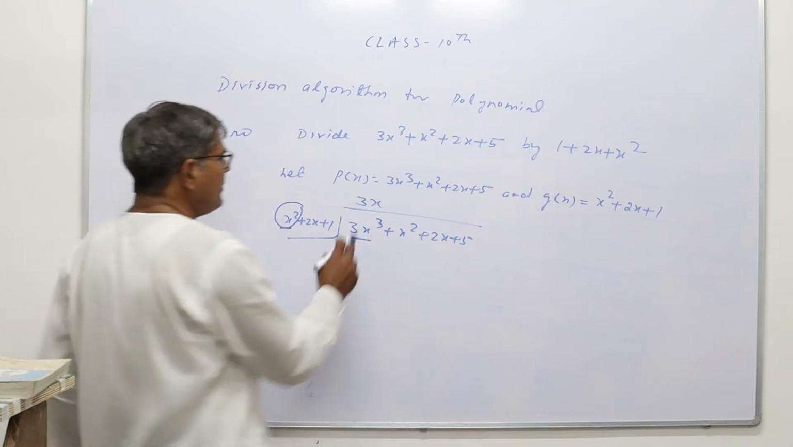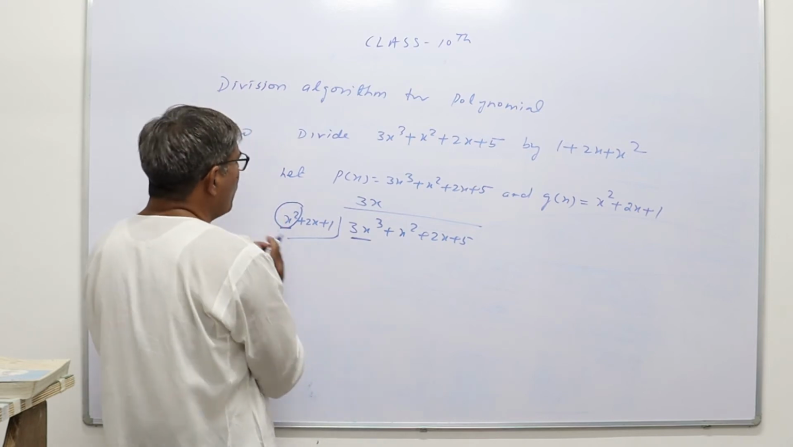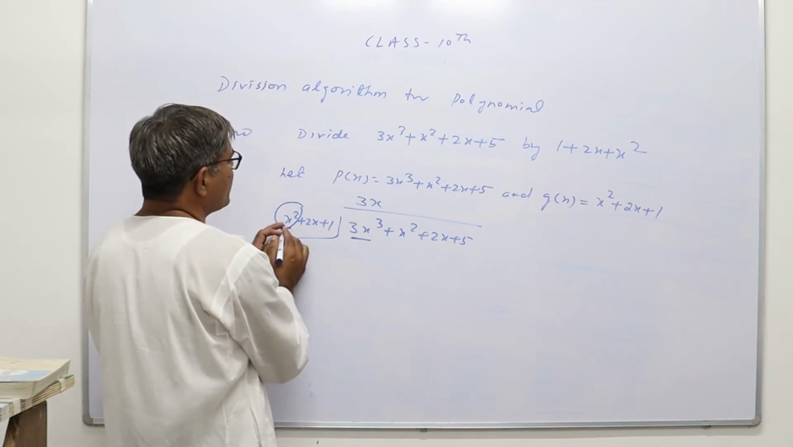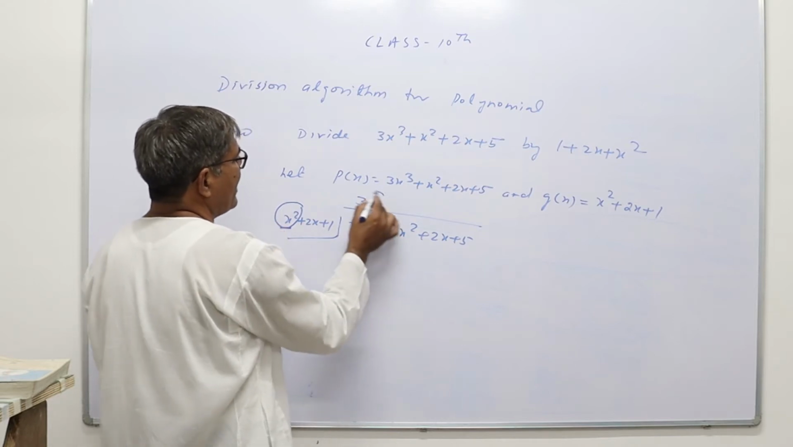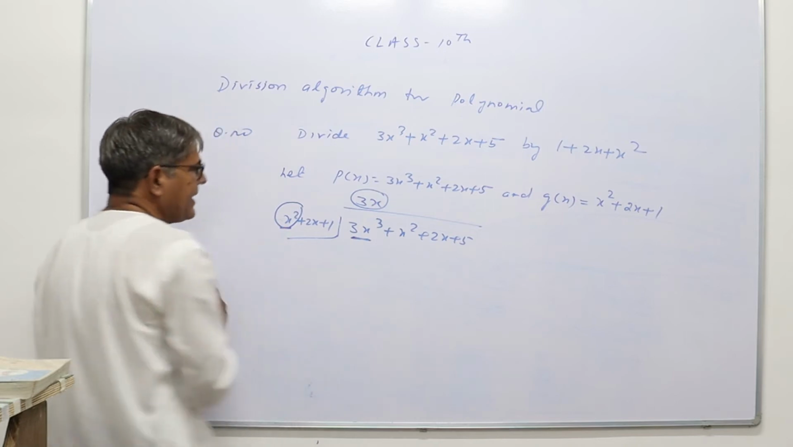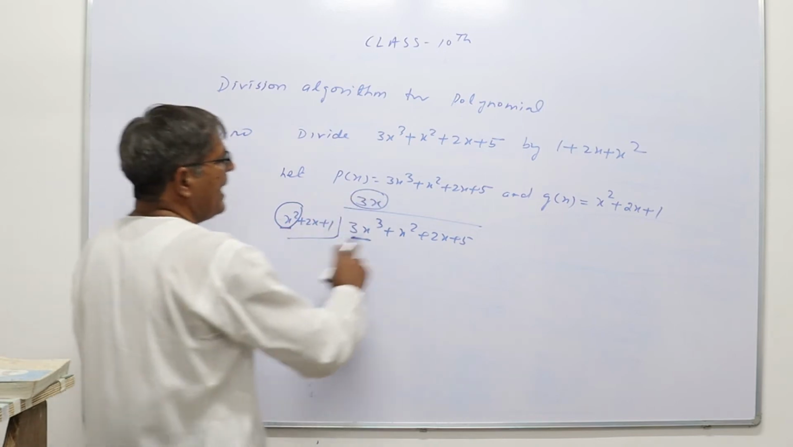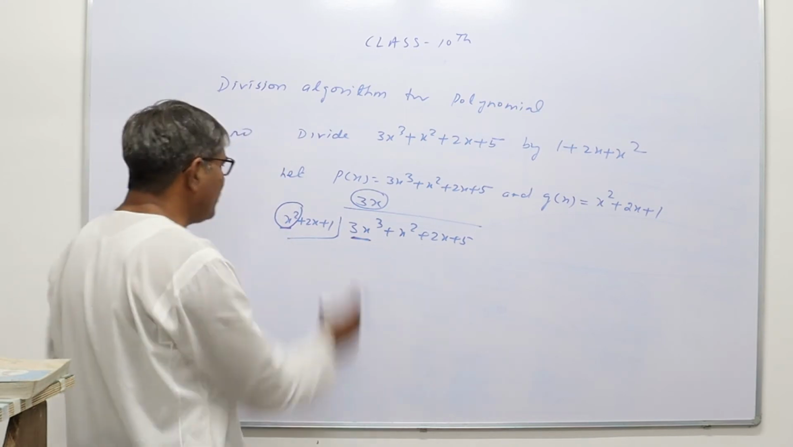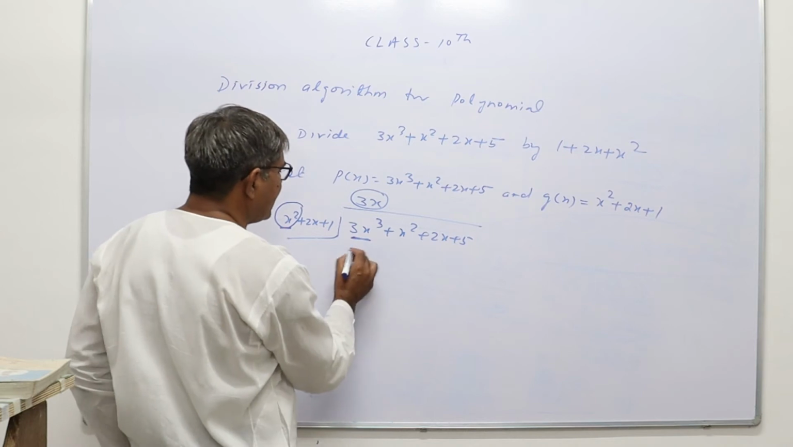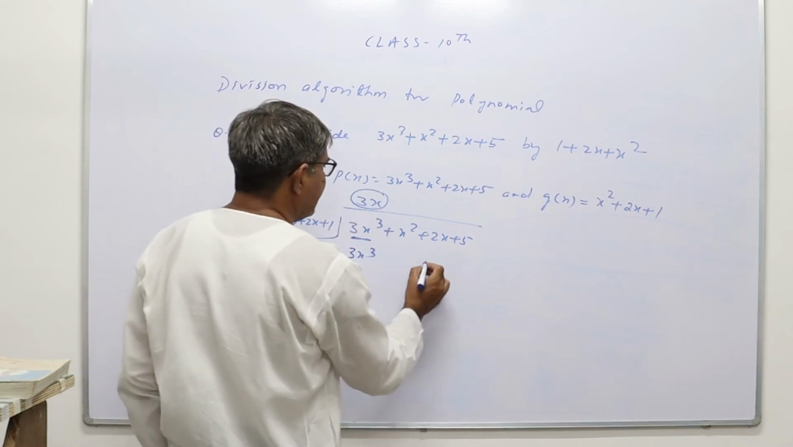So now we just have to observe by whom we should multiply x square so that the resultant should be 3x square. So here we are multiplying by 3x. Now we will multiply this 3x by the whole divisor and write below the corresponding term of the dividend. So 3x into x square, that is 3x cube. Then 3x into 2x, that is 6x.